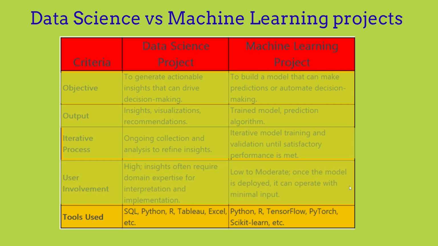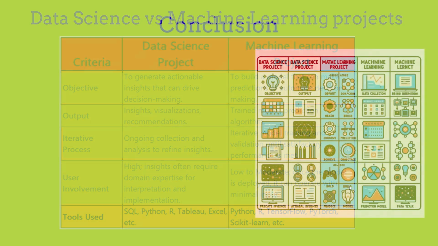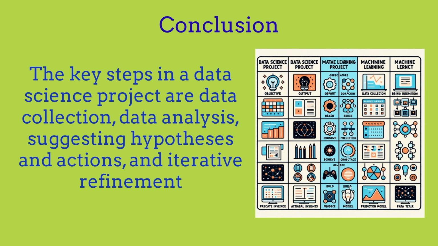And finally, the tools used in data science can be SQL, Python, R, Excel, and some more. And inside of machine learning, it's Python, R, TensorFlow, PyTorch, and there are many more as well. So these are the differences between data science and machine learning. And now we're going to go into a conclusion for this video.